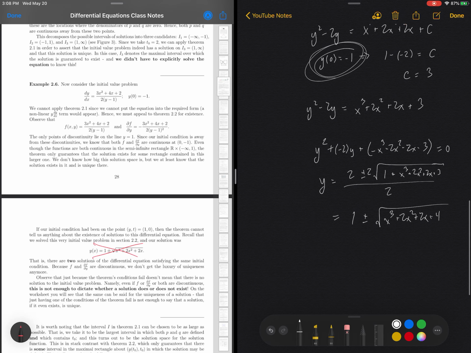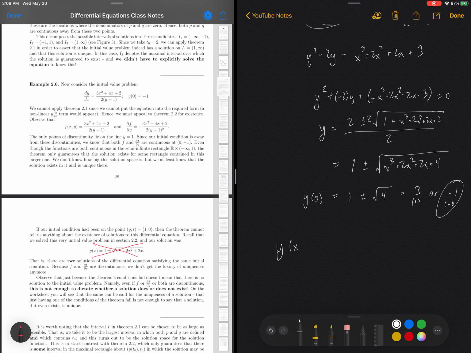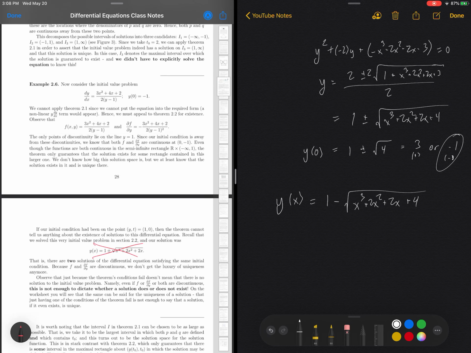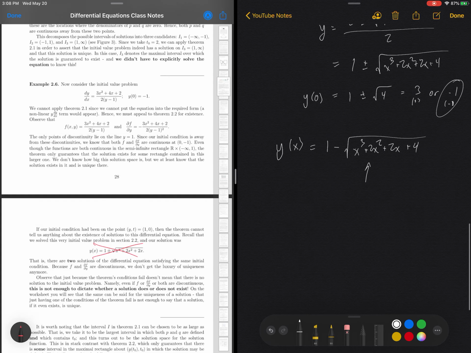And to get the correct initial condition, I have to identify which one of these plus or minus branches I'm sitting on, and that would be based on my initial condition. If I plug in x equals 0 here, then y of 0 would be 1 plus or minus the square root of 4, which is 2. So it's either 3 or minus 1. So this is the positive branch, and this will be the negative branch. So I need to take this one. That means my solution, coming full circle here, is going to have to be 1 minus the square root of x cubed plus 2x squared plus 2x plus 4.